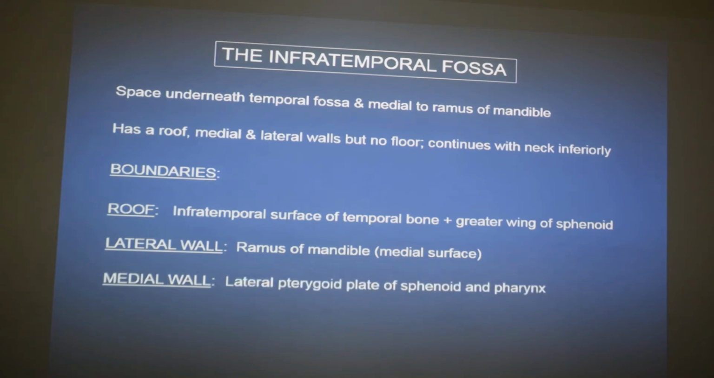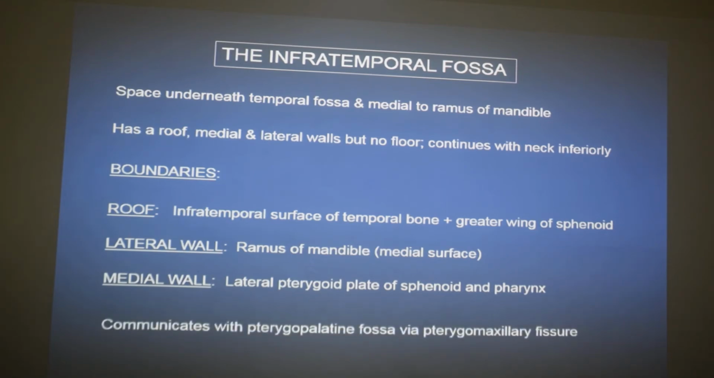The medial wall, on the other hand, is formed by the lateral surface of the lateral pterygoid plate and also the pharynx. And then medially it also communicates through the pterygomaxillary fissure into the pterygopalatine fossa.